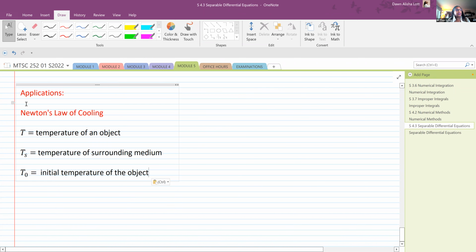Newton's law of cooling. So T is the temperature of an object. Okay, so it could be the temperature of a ball, let's say, or an ice cube. And T sub S is the temperature of the surrounding medium. So maybe we're taking this ice cube and putting it into something hot. And then T naught is the initial temperature of the object, that is, T when time is equal to 0 or whenever you're starting your calculation.